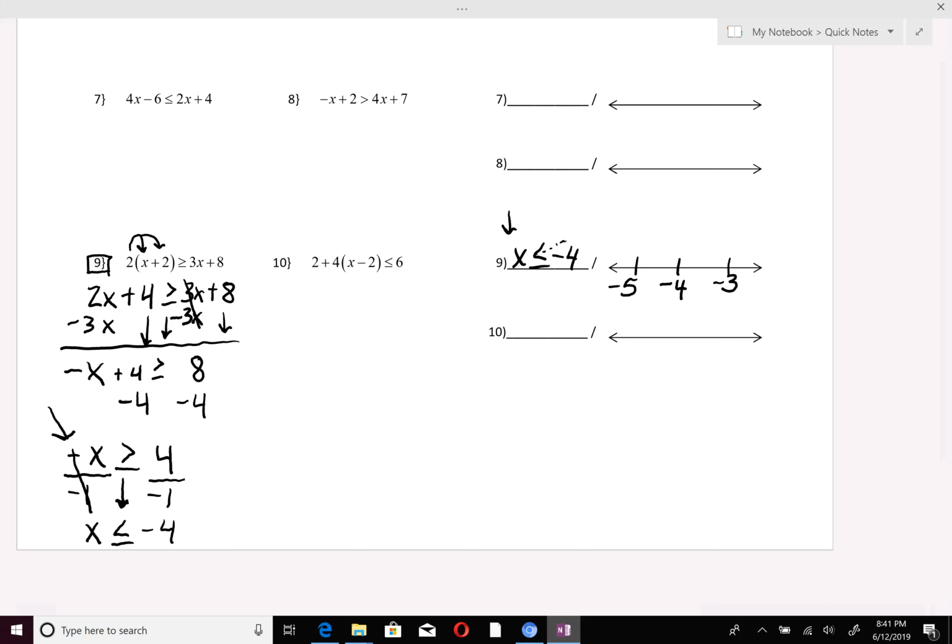So I'll put my circle above the negative 4, and I see that it has the or equal to line right there, so that means that I fill it in all the way. And then I see that the arrow is pointing to the left, so I'll match it with my graph, and we're done.